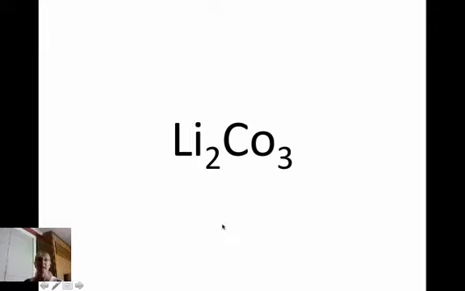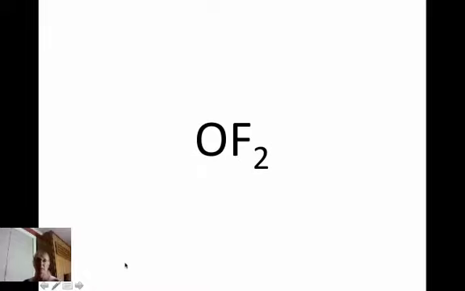Number 4 is Li2CO3. Got a little typo here, that should be a capital O. They've underlined the carbon. Let me go back.